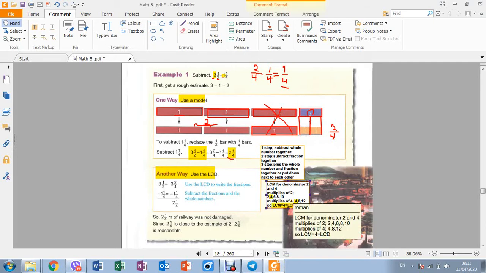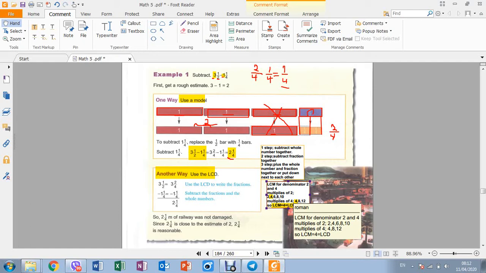Now in this other way, we use LCD. I use the LCM for the denominators. We have denominators 2 and 4 in this example, so I need to find the LCM of 2 and 4. The multiples of 2 at first: 1 times 2 is 2, 2 times 2 is 4, 3 times 2 is 6, 4 times 2 is 8, 5 times 2 is 10. And the multiples of 4 are 4, 8, 12. Which number is repeated in both multiples? It is 4. Our LCM is 4.